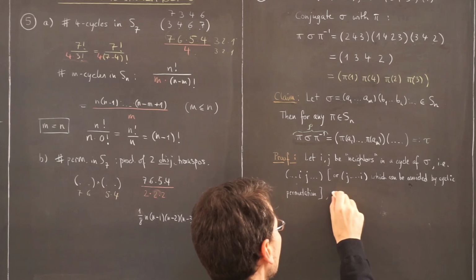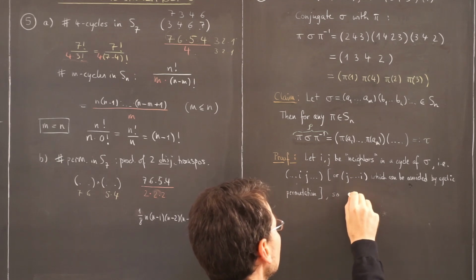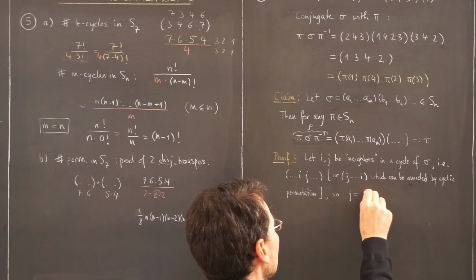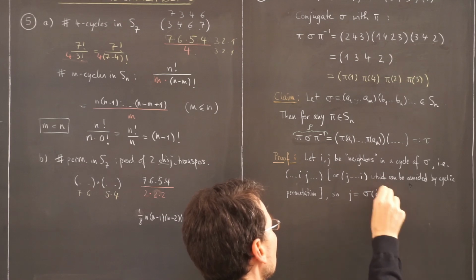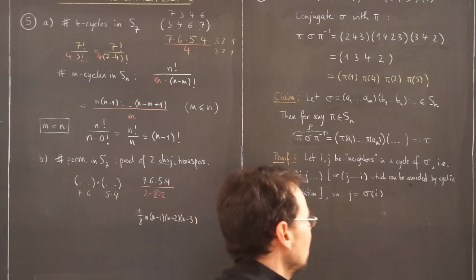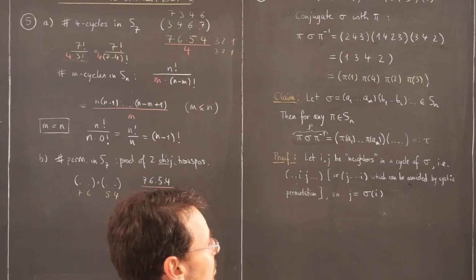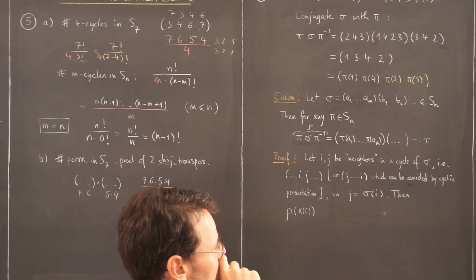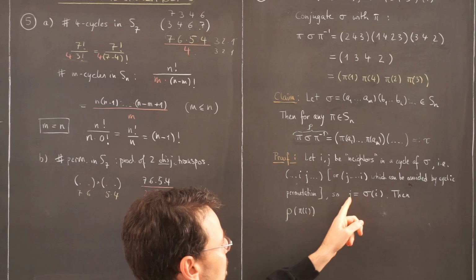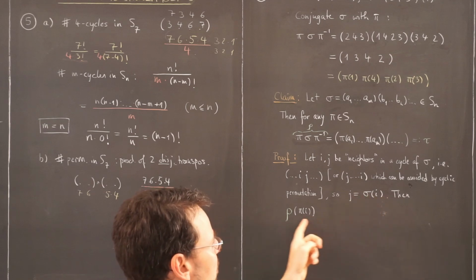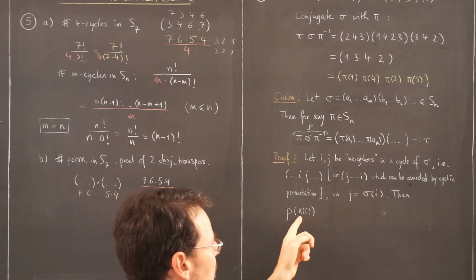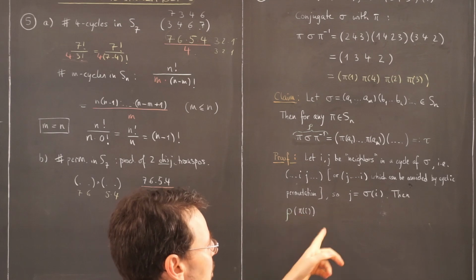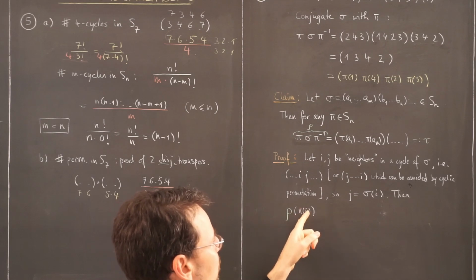So, by definition, this means j is sigma of i. Okay, now comes a tricky part. We do not plug in j or sigma of i into rho, but we use pi of i.